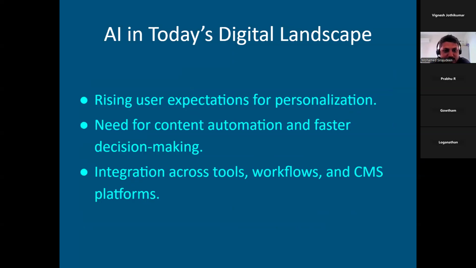And how do we see AI in today's digital landscape? In today's digital world, user expectations are increasing from every perspective. Wherever we go and create an application, the user will expect some customization. That is called personalization, and we can make that personalization through AI. Users also now know how AI is impacting the world, and that's why their expectations are higher.